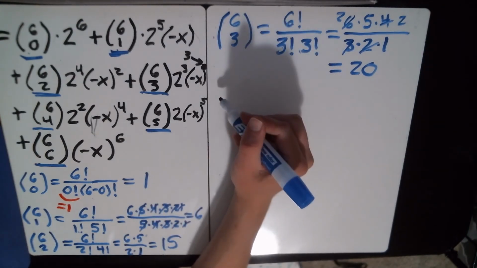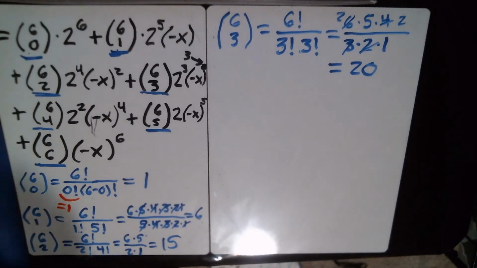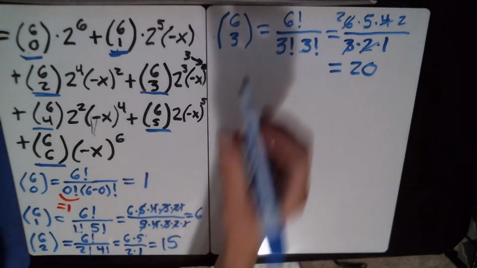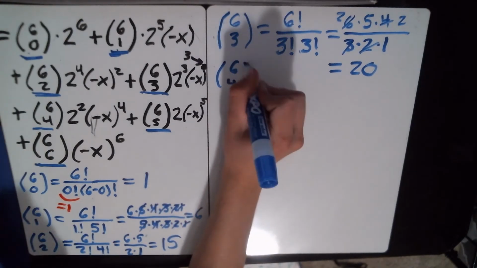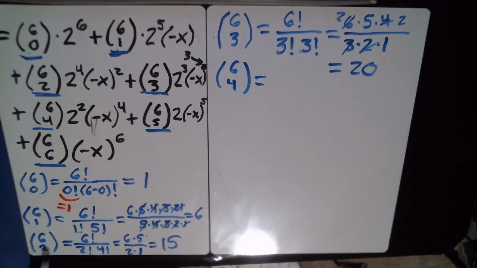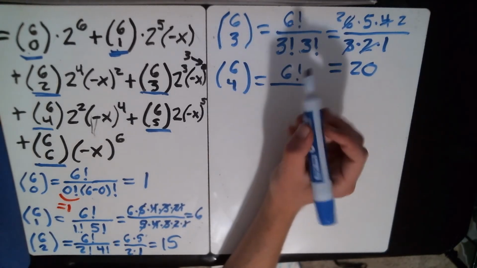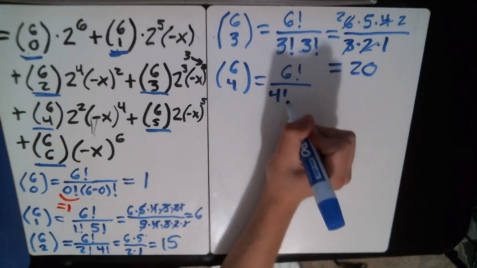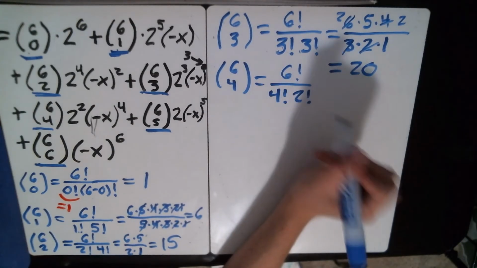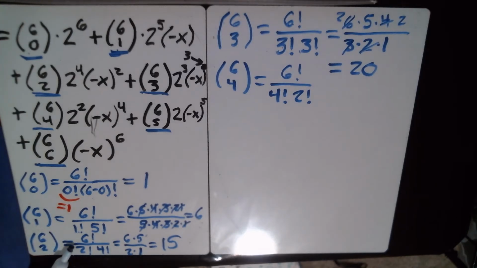The other ones will just be, if you remember, Pascal's triangle was kind of symmetrical on both sides, right? So 6 choose 4, I'm actually going to get the same thing as 6 choose 2. In fact, when you plug it in, you get 6 factorial divided by 4 factorial times the difference, 2 factorial, which is the same as 6 choose 2, 6 factorial divided by 2 factorial times 4 factorial. So those two are the same. It's just 15.